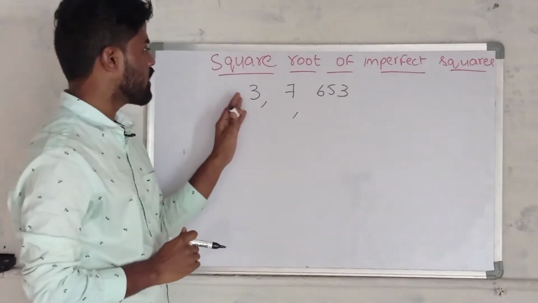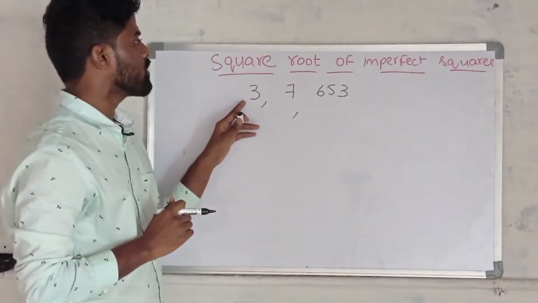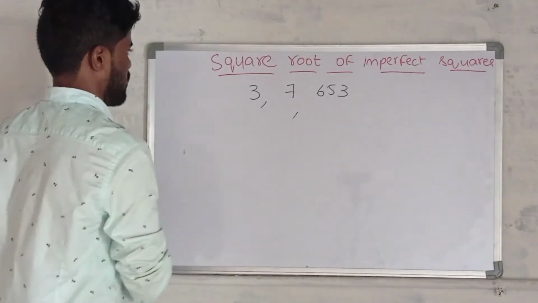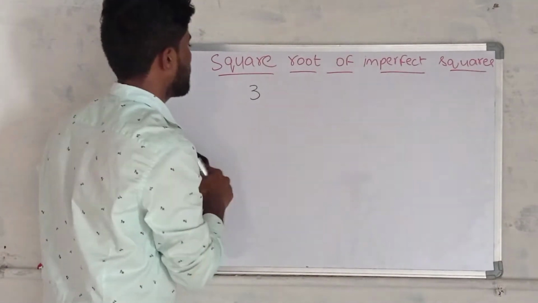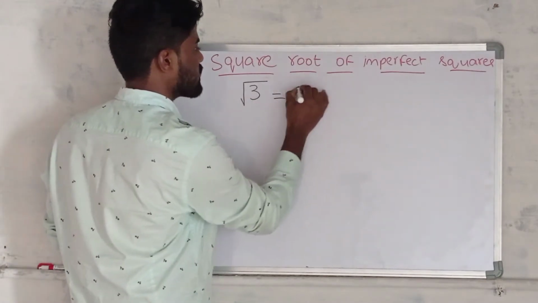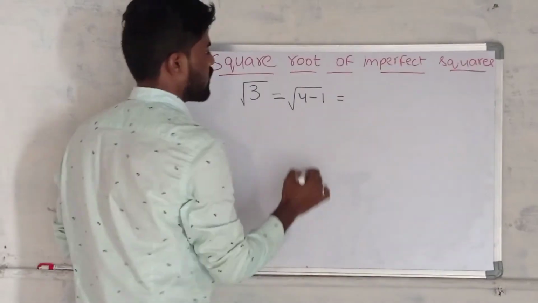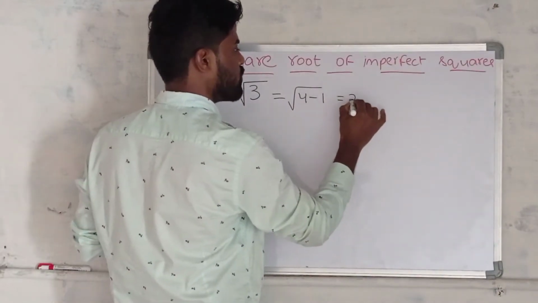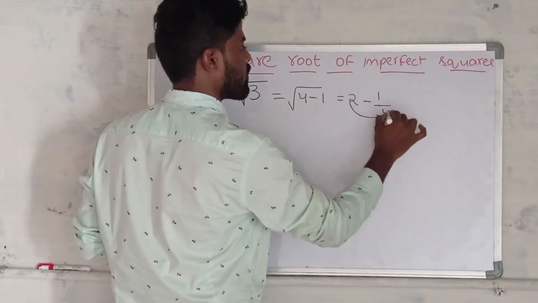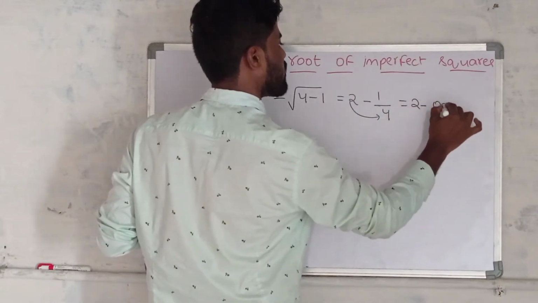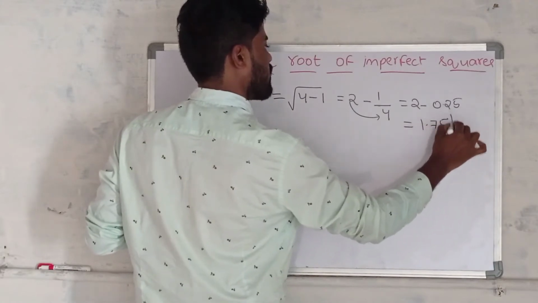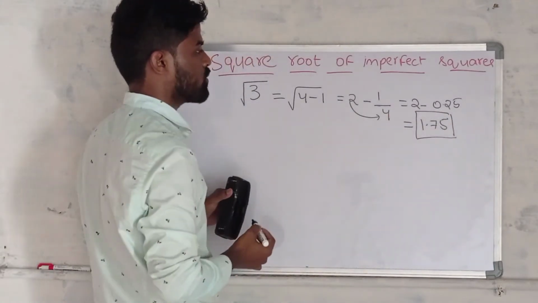Now I will tell you the shortcut trick for finding the square root of imperfect square. By this trick we get only approximate value, not exact value. Suppose if we want to find square root of 3, we can write 3 as 4 minus 1. Square root of 4 is 2 minus, write 1 divided by double this number 4. 2 minus 0.25. It will become 1.75. This is approximate value, not exact value.